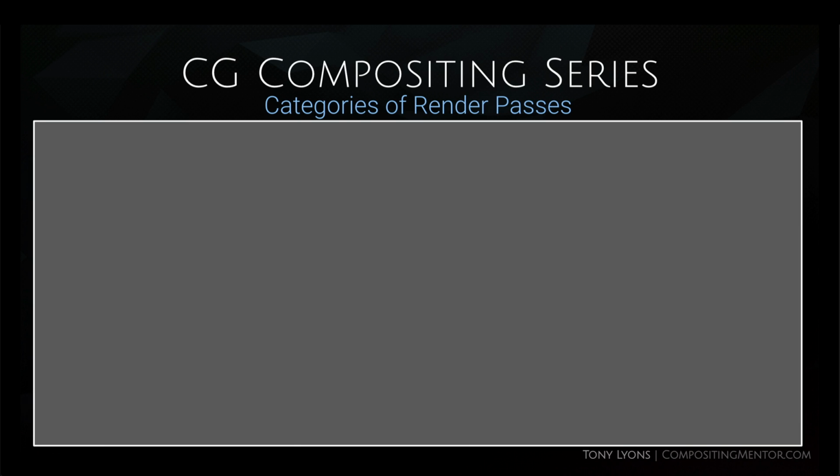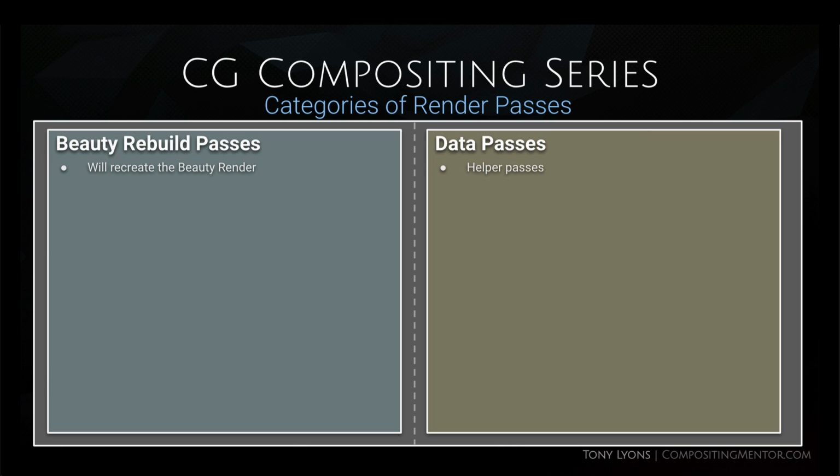The first thing that we're going to do is split it into 2 bigger categories here. One is going to be beauty rebuild passes. These passes will recreate the beauty render, as we saw in the previous video. And on the other side, we have data passes or helper passes. These contain information and various things that'll help us when we're comping.